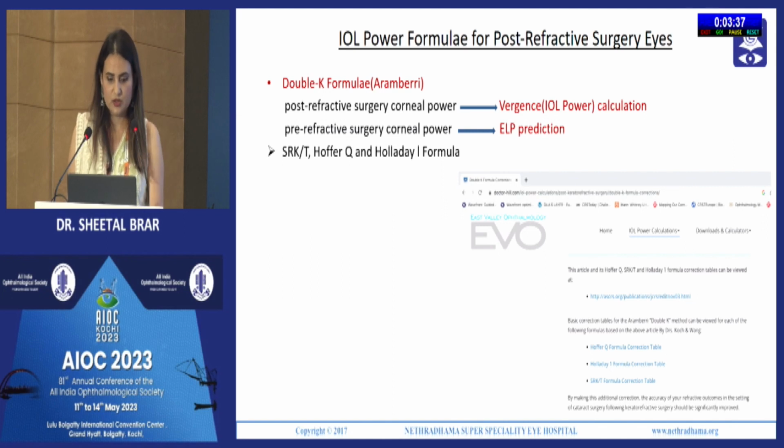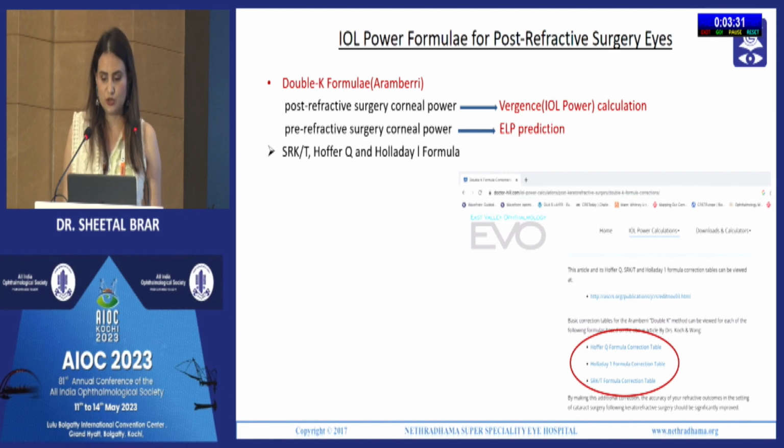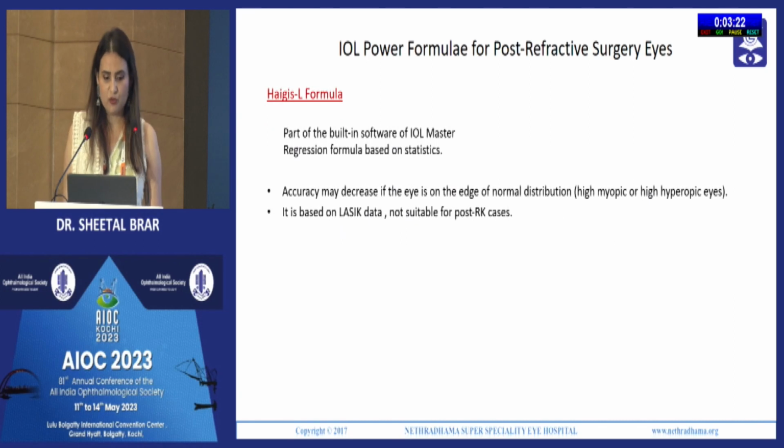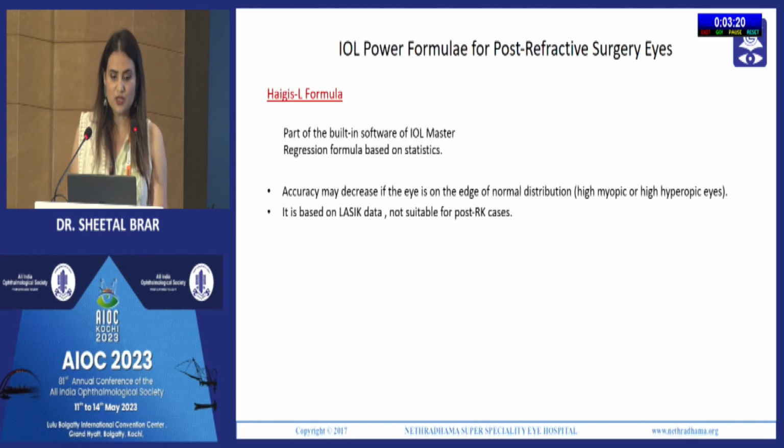You can have these adjustment tables or correction tables which are available on drhill.com, from where you can derive the IOL power calculation. Also, the Haigis-L formula, which is quite useful. This is available as part of the built-in software of the IOLMaster, both 500 as well as 700.